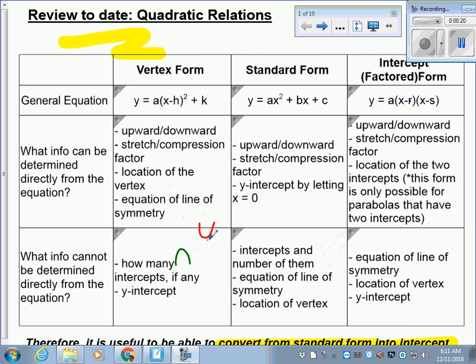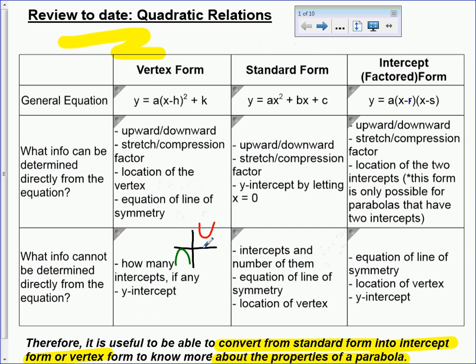Now, when we talk about the vertex form, we have this basic equation, right? It tells us that it opens upward, it stretches, the location of its vertex, and the equation of the line of symmetry, right? Now, it also tells us how many intercepts, if there are any, for any parabola. We can tell by the positioning of our graph: if its vertex is below the x-axis and it opens up, it will have two x-intercepts. If it's above the axis, it doesn't have any x-intercepts. And if it touches, it's just 1.